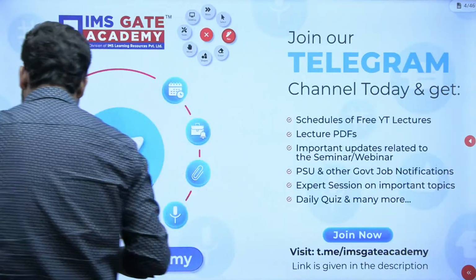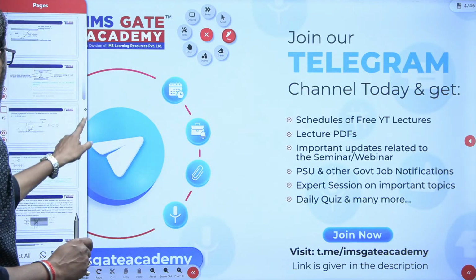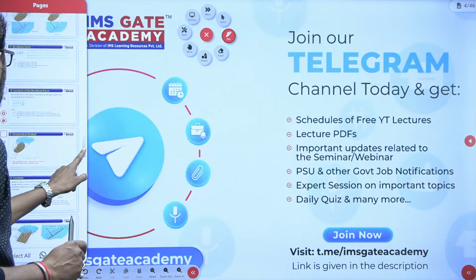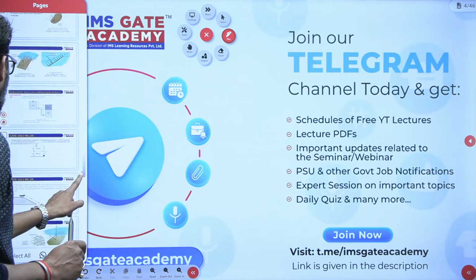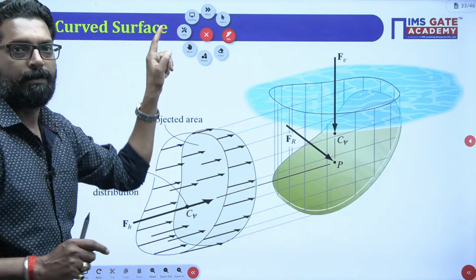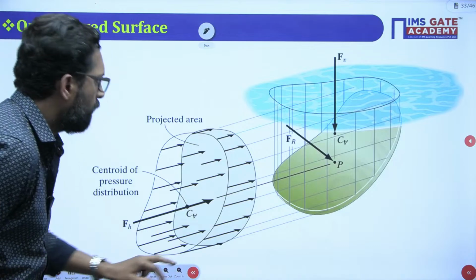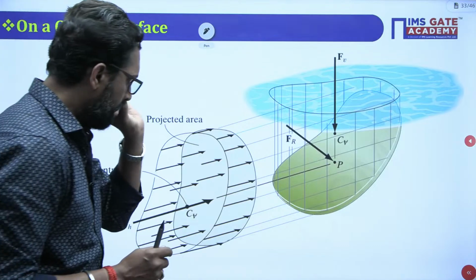Okay, now we will start the hydrostatic force on the curved surface. That is very important. Hydrostatic force on the curved surface. See, my dear, first look at this figure.